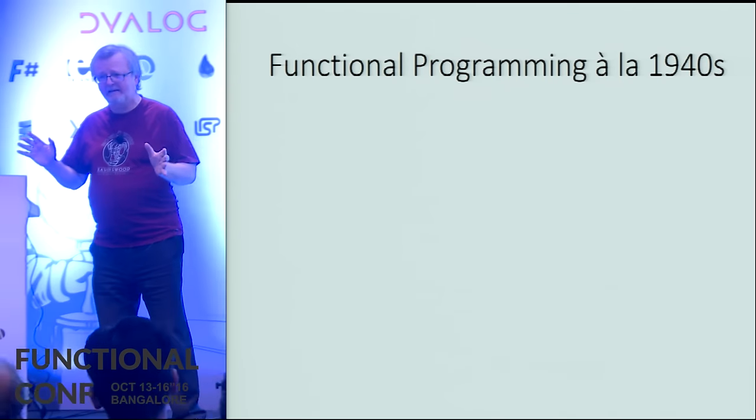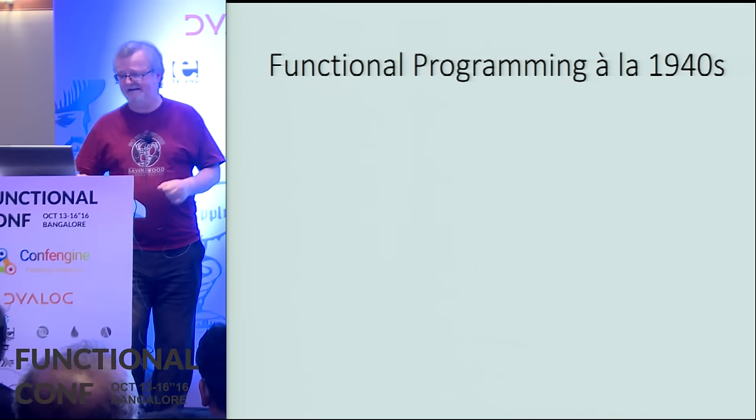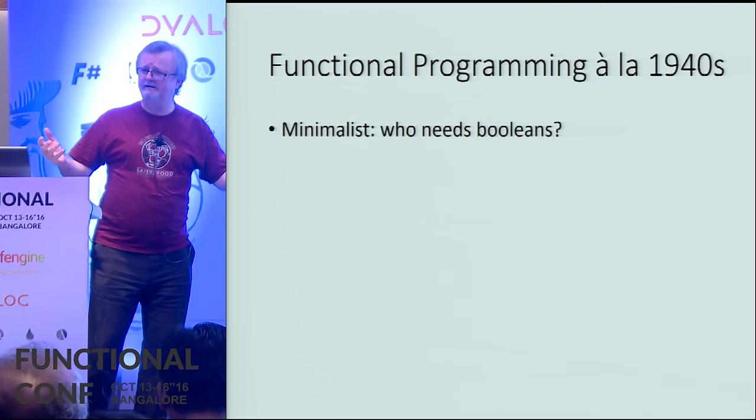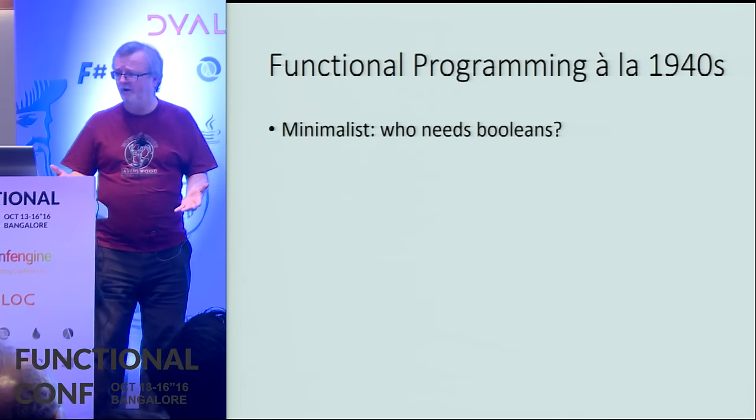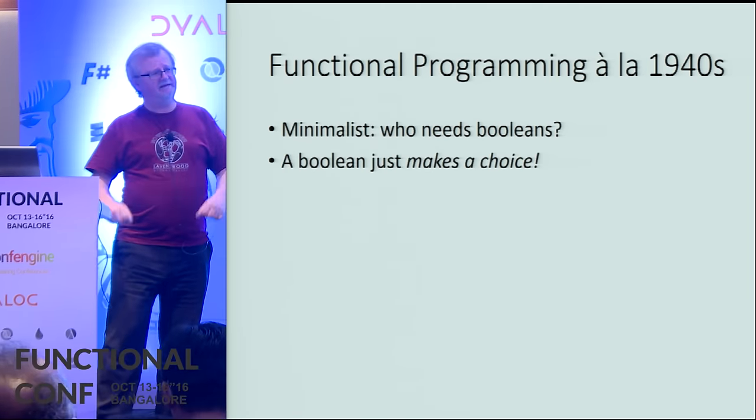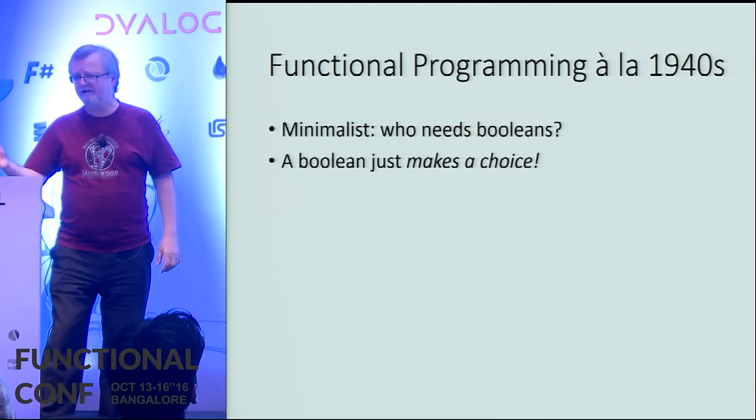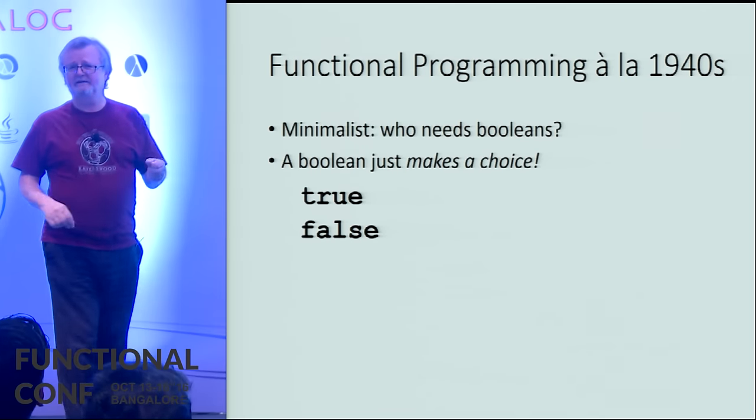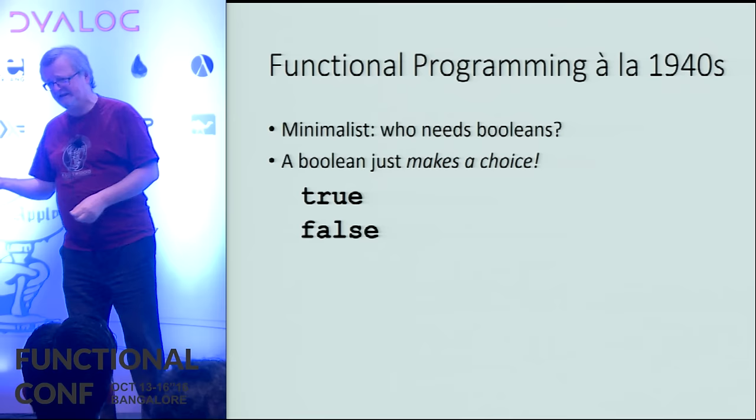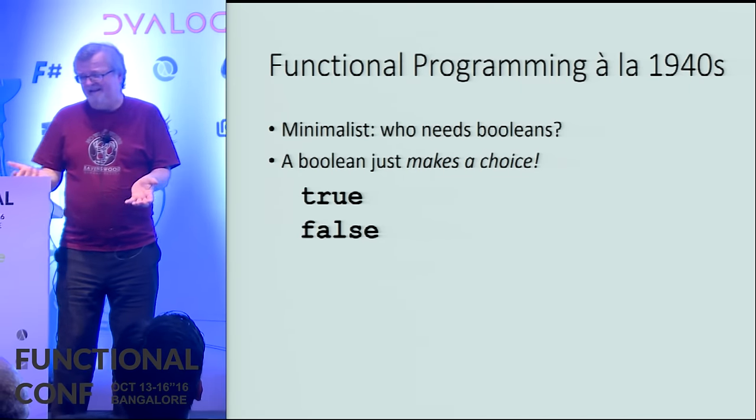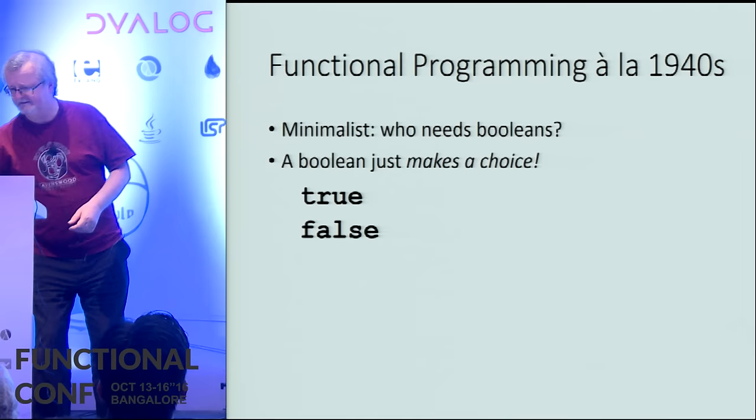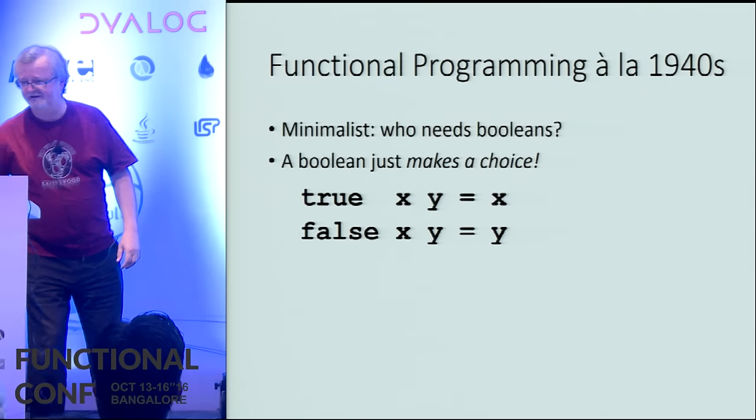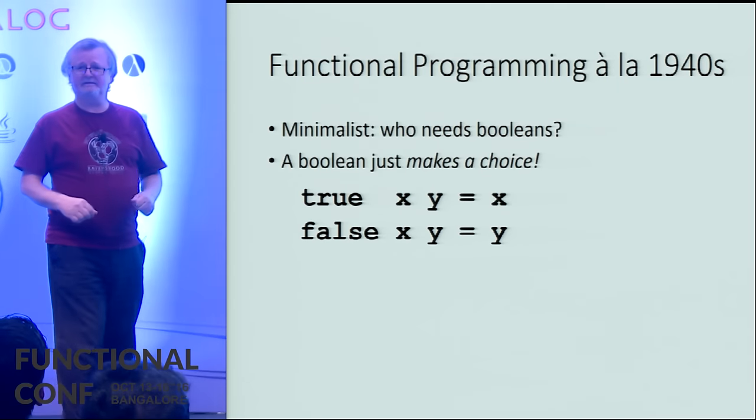In the 1940s, functional programming was really minimalist. For example, Booleans. Who needs them? What is a Boolean for? All you do with a Boolean is make a choice. That's its purpose. And we can make choices without Booleans. So let's define two functions that we'll call true and false, that will make choices. If they're going to make choices, they've got to have at least two things to choose between. So let's give them two arguments. We'll call them x and y. And now true will just make the first choice, and false will make the second.